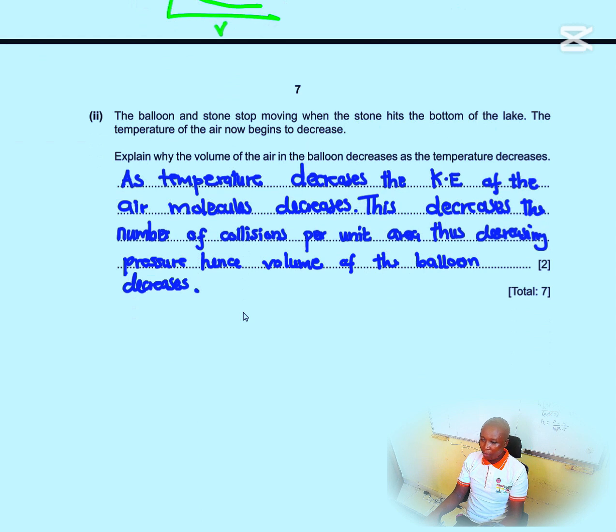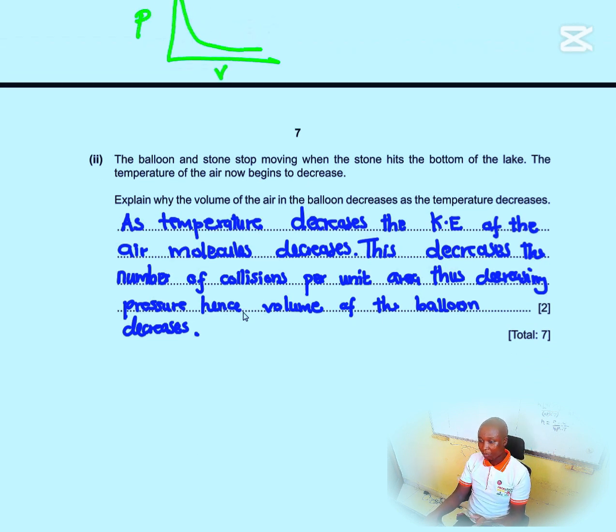Explain why the volume of the air in the balloon decreases. We have already said that pressure is inversely proportional to what? Volume. So as pressure increases, volume is going to decrease. Which means as temperature decreases, the kinetic energy of the air molecules decreases. This decreases the number of collisions, so that decreases the pressure. Hence, there is less force exerted on the balloon, so it will do what?